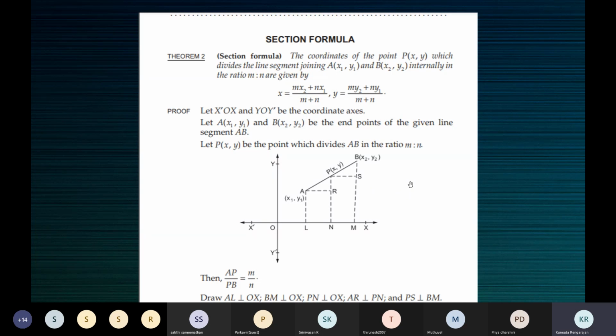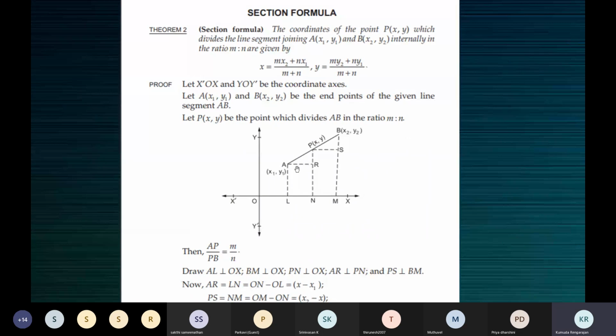Now, what are the requirements? To use the section formula, you need to know the address of A, like 3, 5. You must know the complete address of B, the x coordinate of B and the y coordinate of B. And then you should know the ratio m:n, something like 2:3 or 5:2.